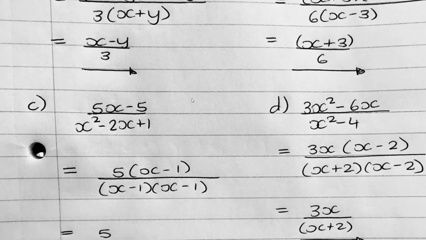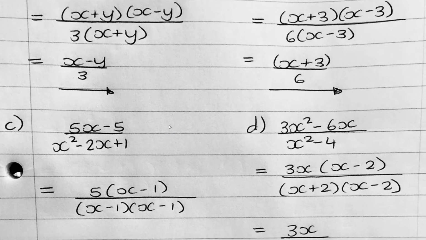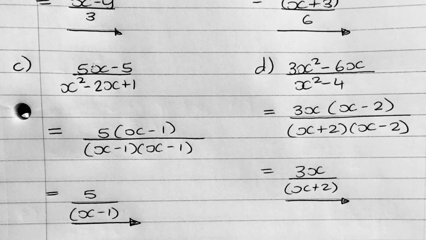Alright, C. Again I've got a highest common factor in my numerator, which I take out. So 5, divide through by the 5, and I'm left with 1 times x minus 1. And then in the denominator, I don't have a highest common factor, and it's not difference of two squares, right, because it's three terms, but it is a trinomial. So I'm going to say, what are the factors of 1 that when I add those factors, I get negative 2? And because it's a positive, I'm going to have the same sign in both of those brackets. So 1 plus 1 is 2, minus 1 is negative 2. One of the brackets will cancel, and I'm left with 5 over x minus 1.